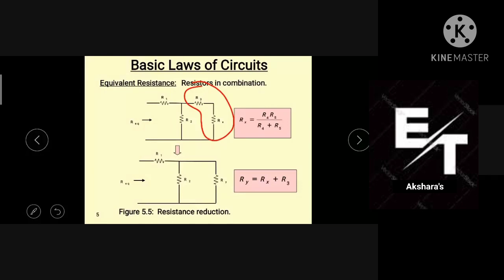What is the formula for series combination? R1 plus R2. That is the addition of the two resistors. What are the two resistance values? R3 is there and Rx is there. That's why I'm writing Ry equals Rx plus R3.